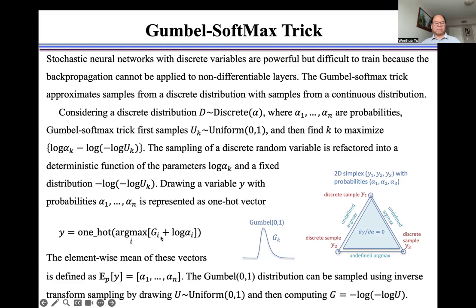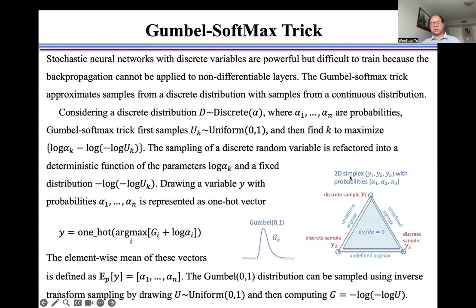vector as shown here. The element-wise mean of these vectors is defined as here. The Gumbel 0-1 distribution can be sampled using inverse transform sampling, by drawing U from a uniform distribution and then computing G from this formulation. From this Gumbel 0-1 distribution, we sample G_k.